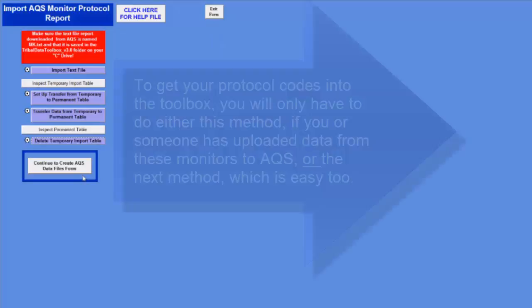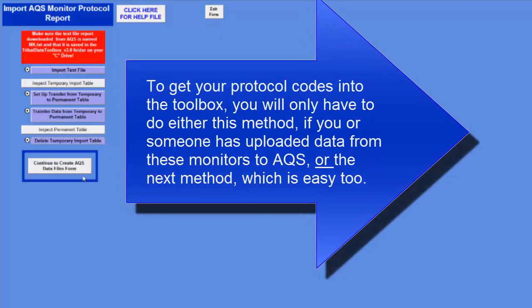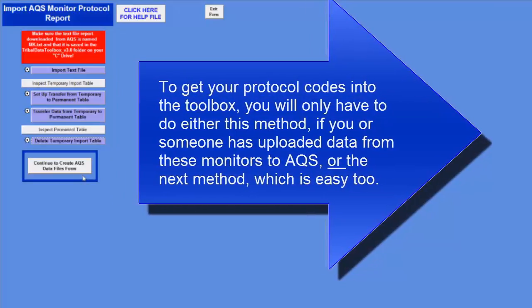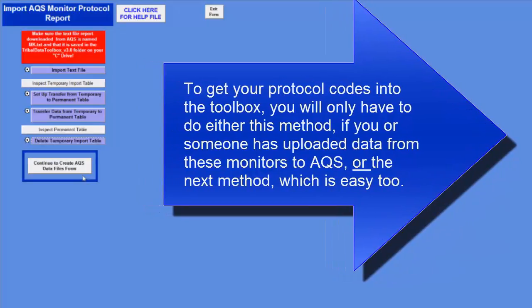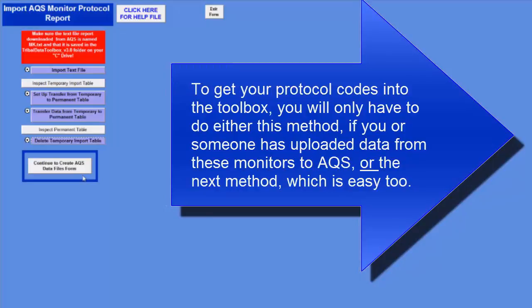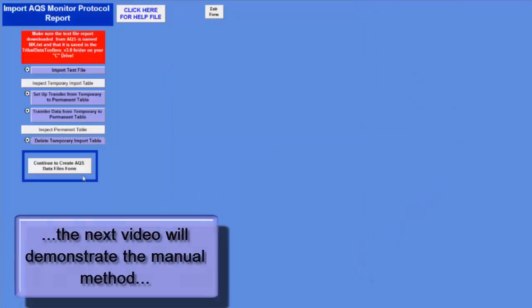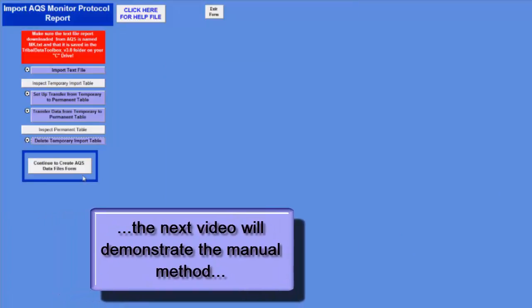More than likely, you probably only need to use one of these processes. If you had one sampler that you have already submitted to AQS and you had a new sampler that you haven't submitted to AQS, you would use both of the processes. Usually you are going to only use one of these processes.